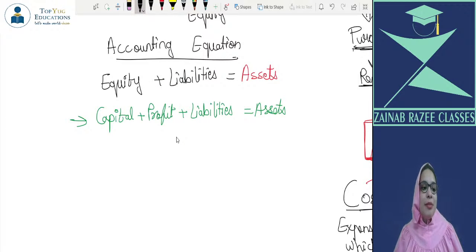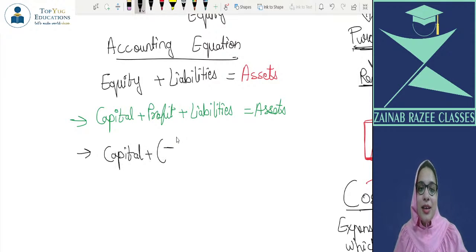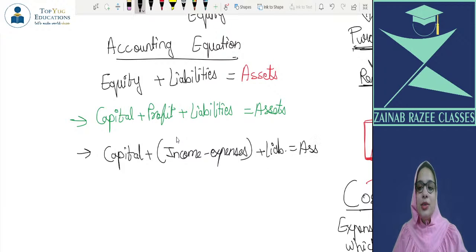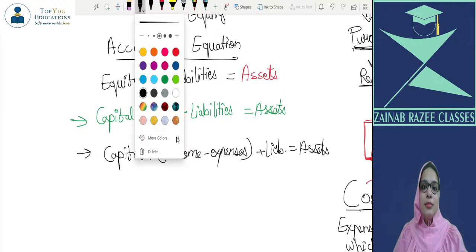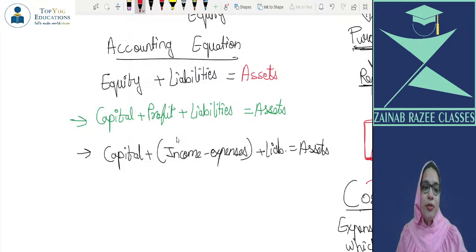Capital plus profit plus liabilities is my assets, true? Okay. Next. Now, can I say that profit is nothing but income minus expenses? Income minus expenses, and then plus liabilities is equal to assets. So I hope now all of you agree with my formula which I've written in black. Yes, all of you are with me up till here.